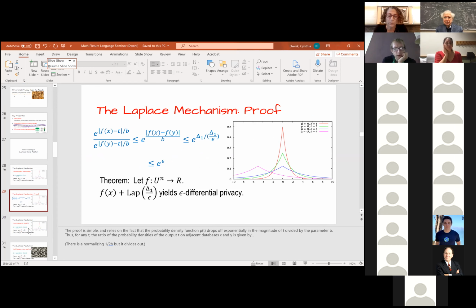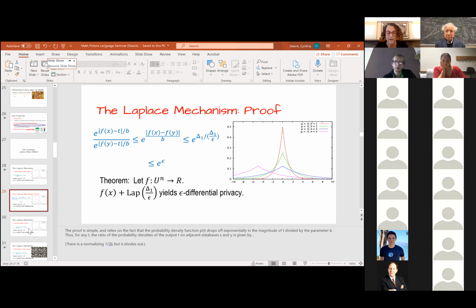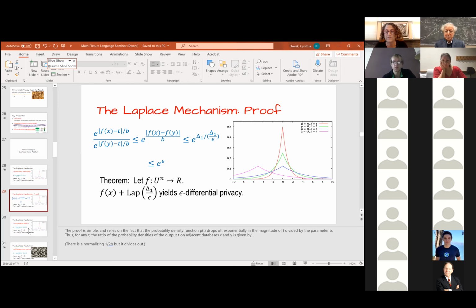So suppose f is just any real valued function that you might run on a database. Think counting query because it's so intuitive. Suppose I want to release an estimate of f of x for a database x in a differentially private way. Then the following technique works. First, I compute f of x. Then I take a random draw from the Laplace distribution with parameter the sensitivity of f divided by epsilon. So I need this epsilon here because I want to give an epsilon differentially private release.